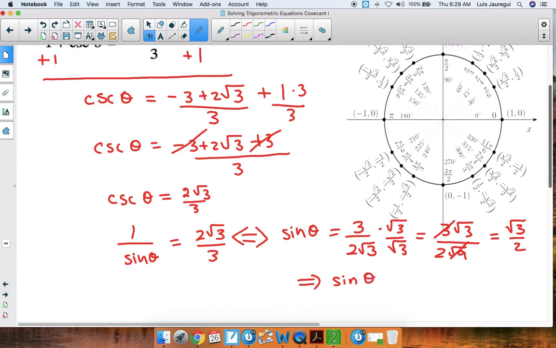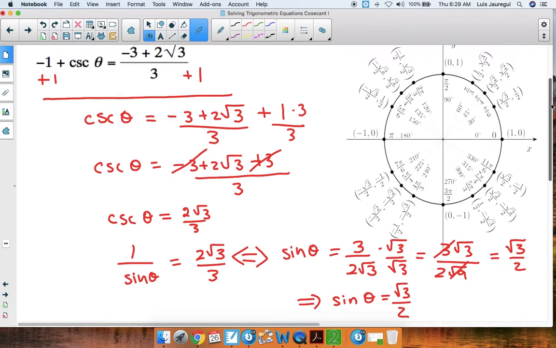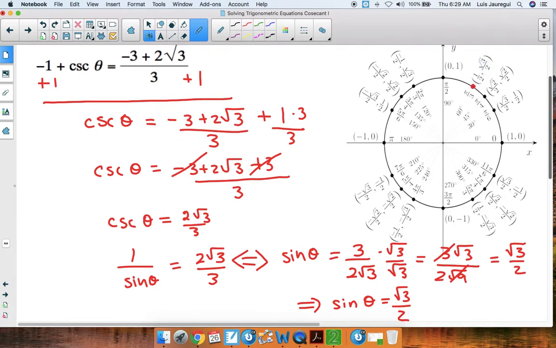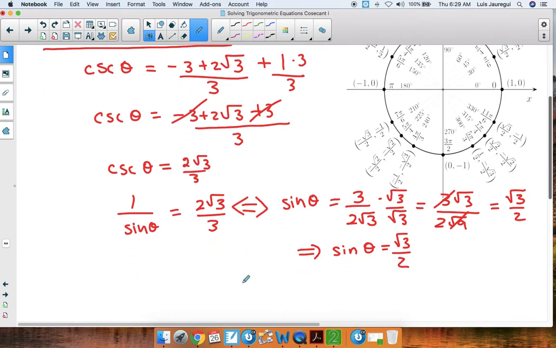Now, we're looking for the angles that will have a y-coordinate of square root of 3 over 2. So let's take a look at our unit circle. And we see that we're looking for y-coordinates of root 3 over 2. Well, here's one of those points. If we were to reflect that across the y-axis, we get the other one. So the angles that correspond to them are pi over 3 and 2 pi over 3. Therefore, theta could be equal to pi over 3 or 2 pi over 3. And that is the solution to our original equation.